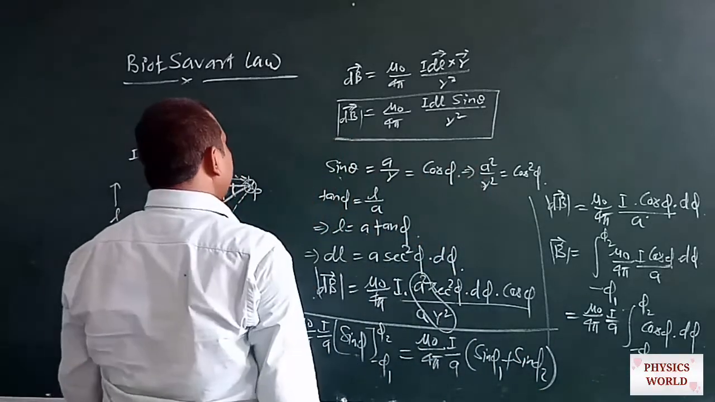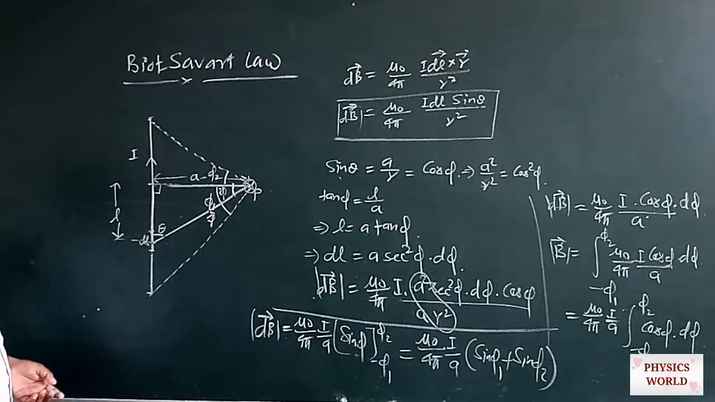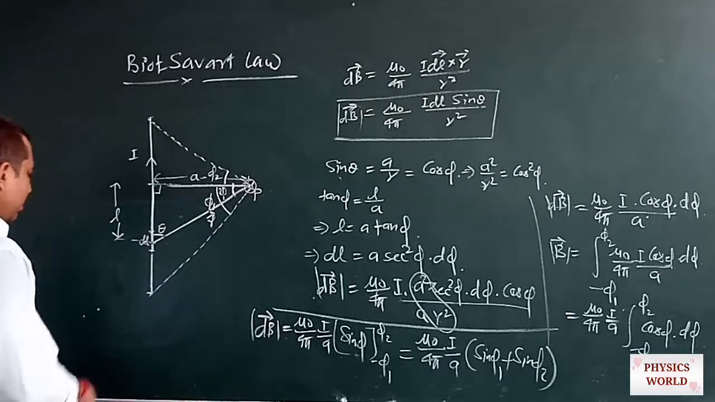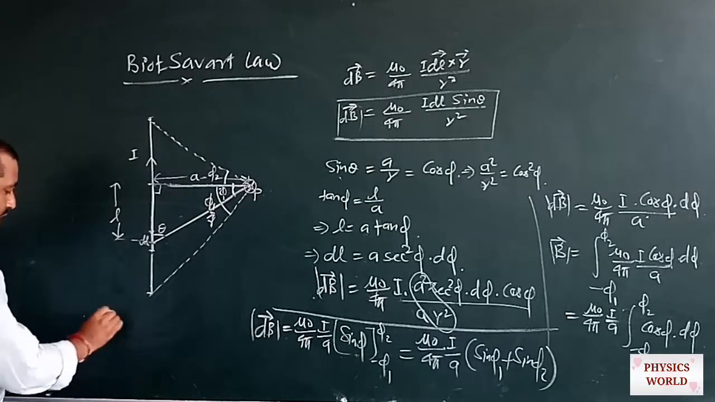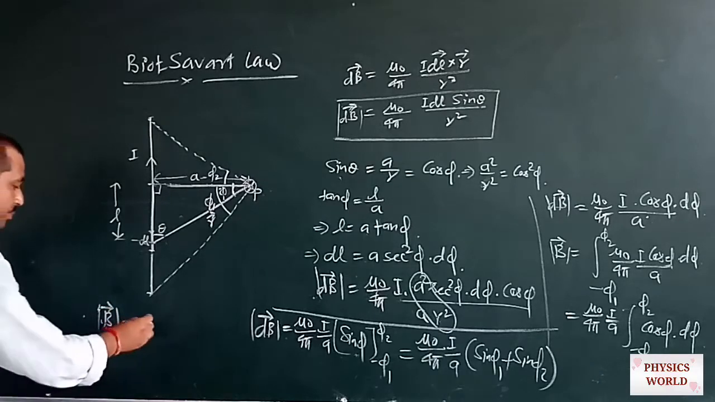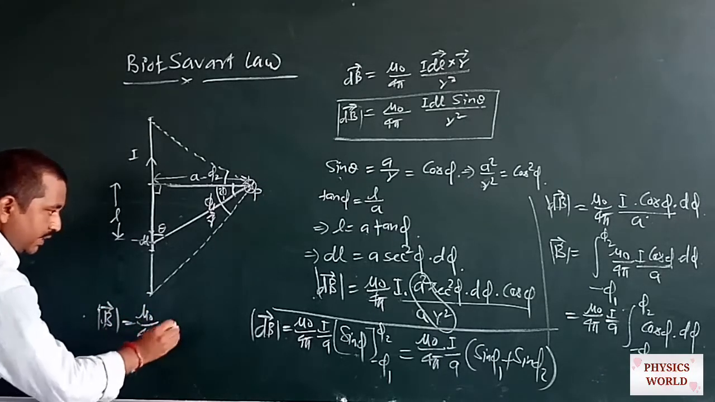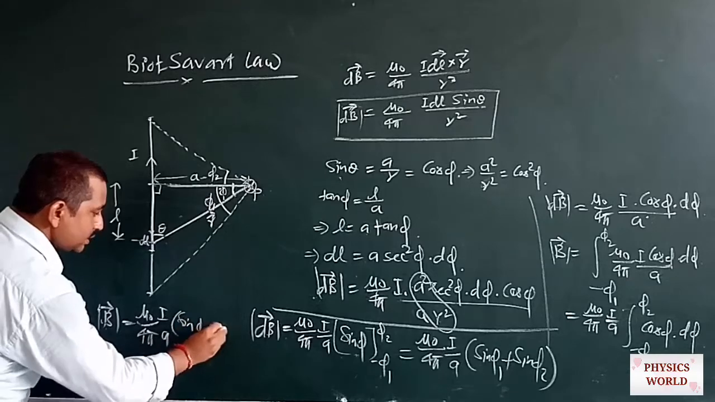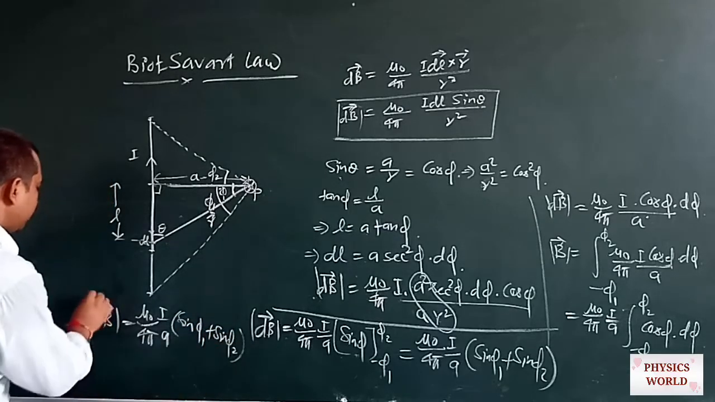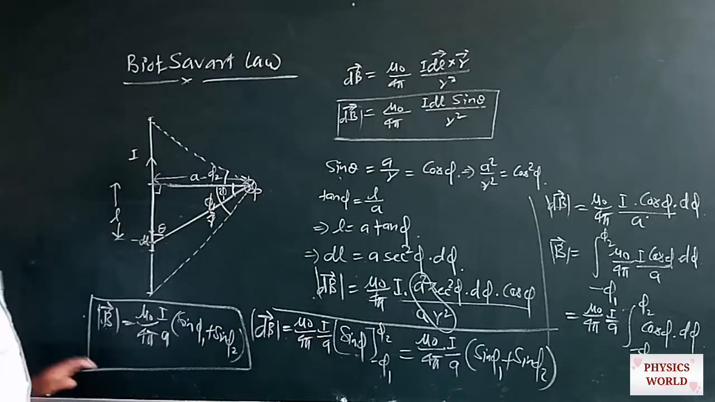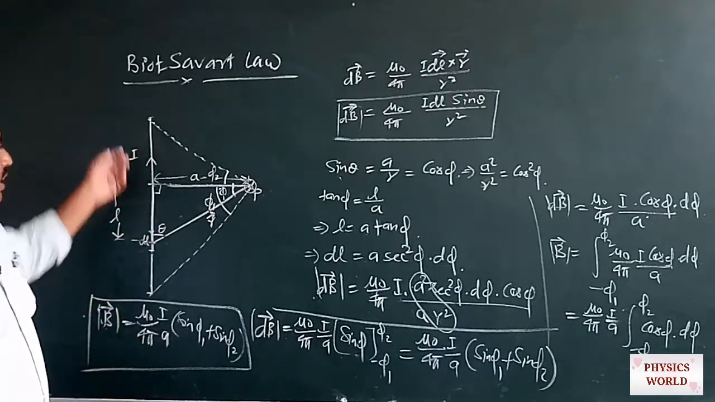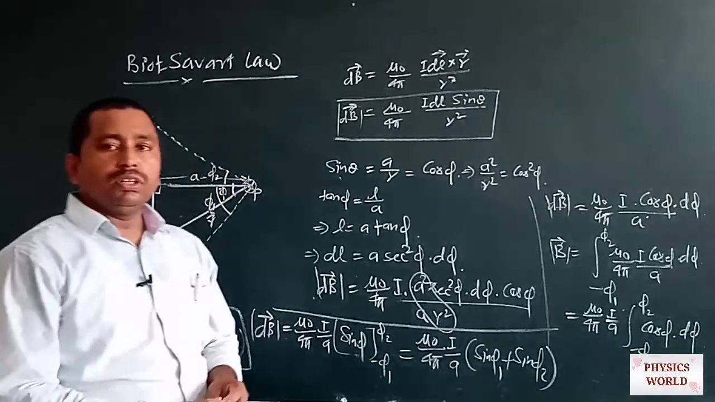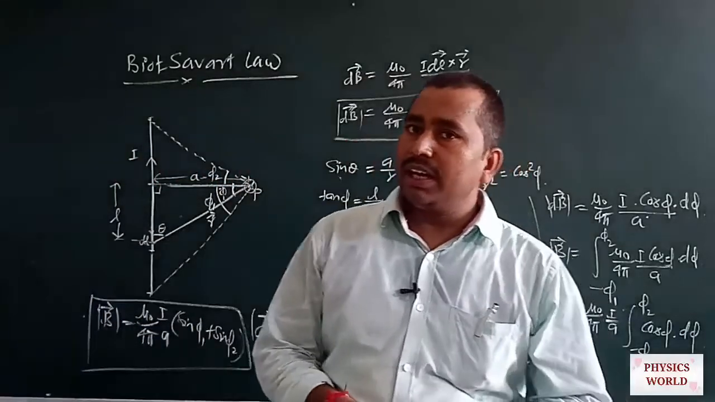This is the simple formula which provides us the value of the magnetic field due to a finite length of wire at any point. The formula is: the magnetic field at the point is mu 0 upon 4 pi I by a, into sine of phi 1 plus sine of phi 2. If we put the values of phi 1 and phi 2, then we easily get the value of the magnetic field if the current and the perpendicular distance of the point from the wire are given. So this is all about the Biot-Savart law.